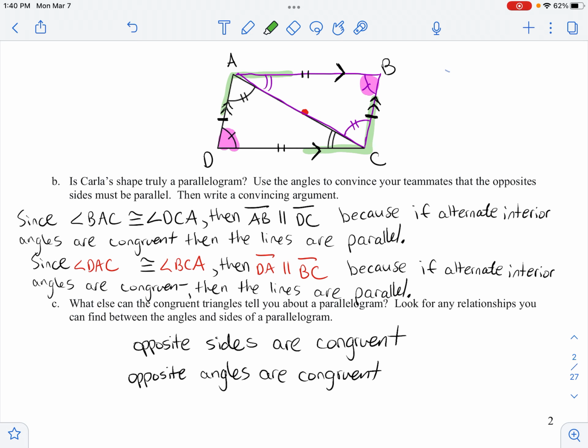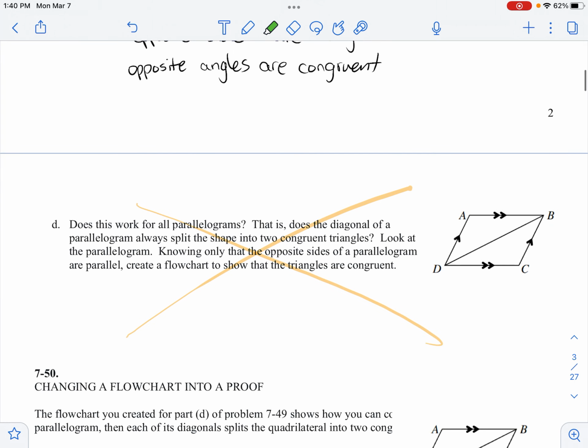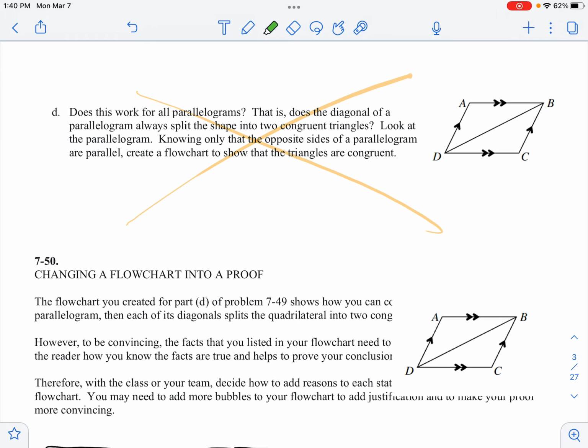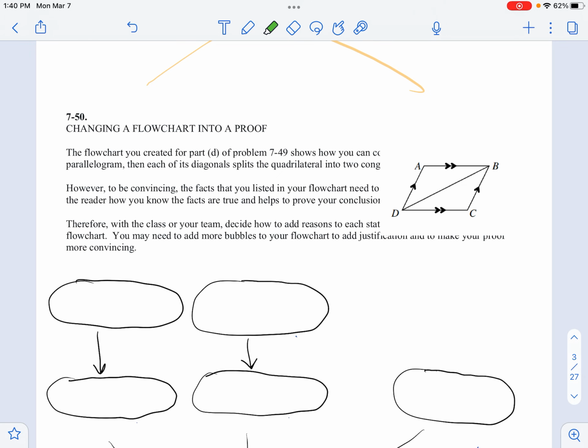All right. If you need to pause and rewind, don't be afraid to do that while you are filling out your notes. I'm going to go ahead and skip part D because we're basically going to do it in number 50 below. So we can cross that off. We're going to use the same figure below in 50, but this time we're going to get a little bit more detailed than we were last unit with creating our flowcharts.